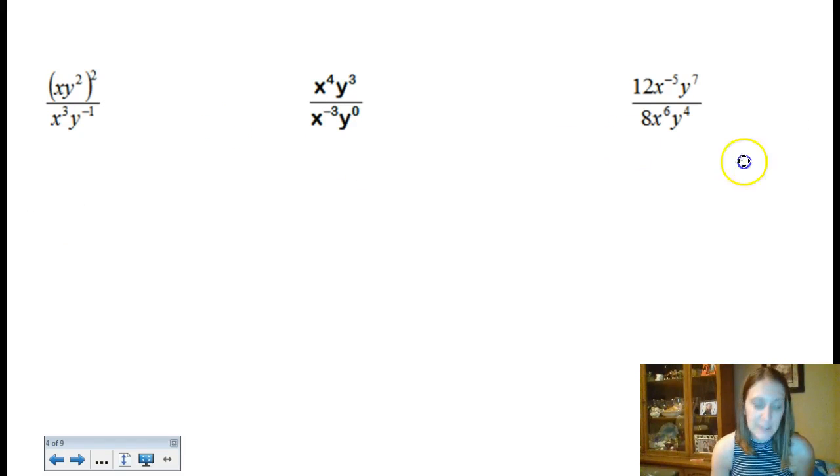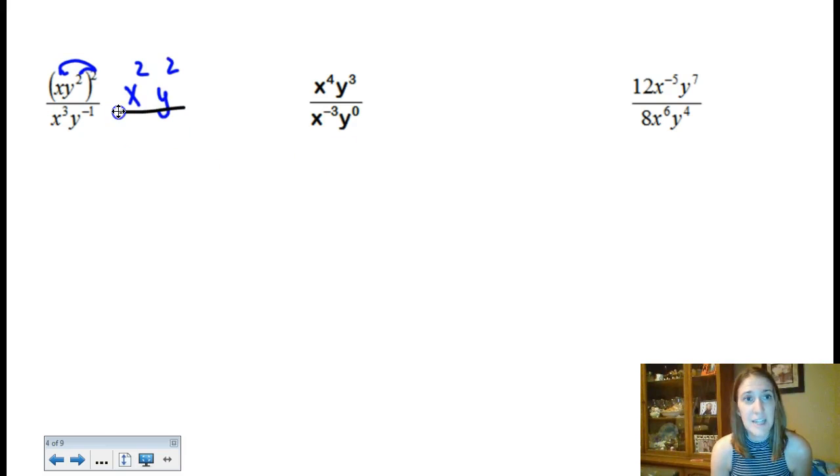All right, so here, parentheses. I don't like them. Let's take care of them. So we're going to distribute the squared power. This becomes x squared y to the 2nd up in the numerator. Haven't done anything to the denominator yet. So let's just write that down.